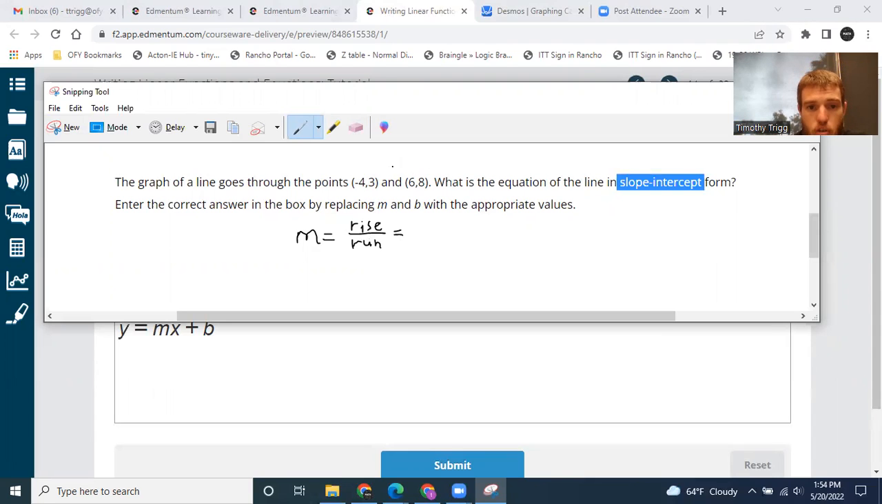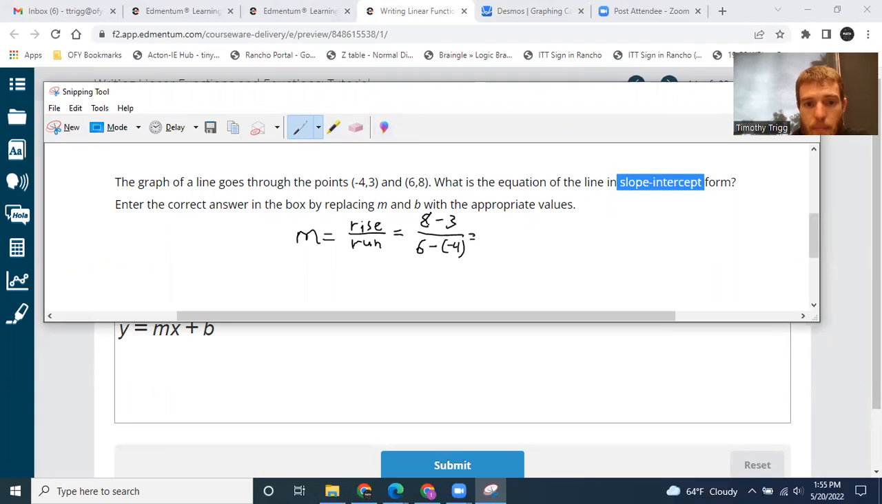When you look at these 2 points, what we want to do is subtract the y coordinates. So that would be 8 minus 3, the y coordinate from this one minus the y coordinate from this one, over the run. So it's rise over run. For the rise, we look at the y coordinates. For the run, we look at the x coordinates. So this would be 6 minus -4.